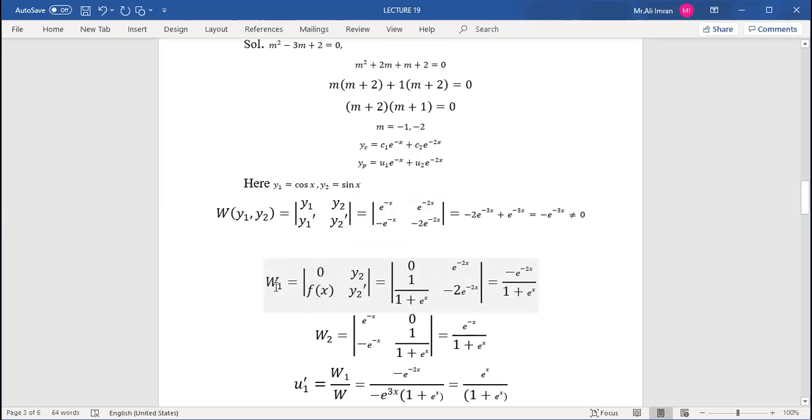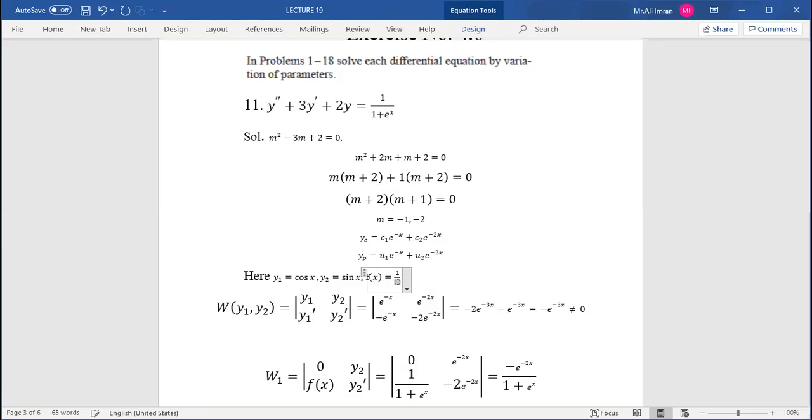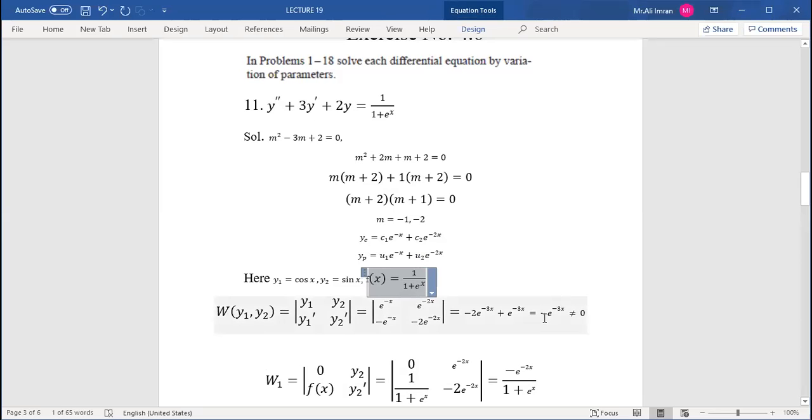Now we will determine W1, where we replace the first column with the entries 0 and fx. Here fx, which I have not defined earlier, is the non-homogeneous part, and is equal to 1 divided by 1 plus e power x. I will zoom it so that it is visible.